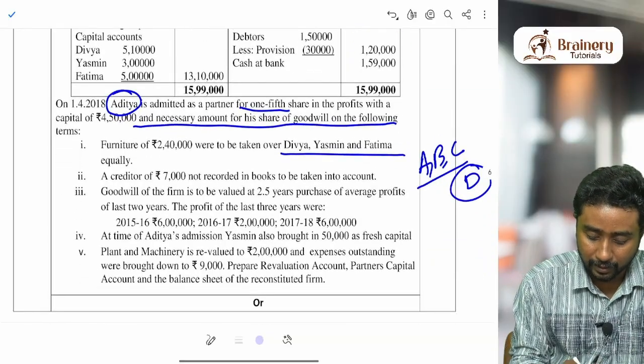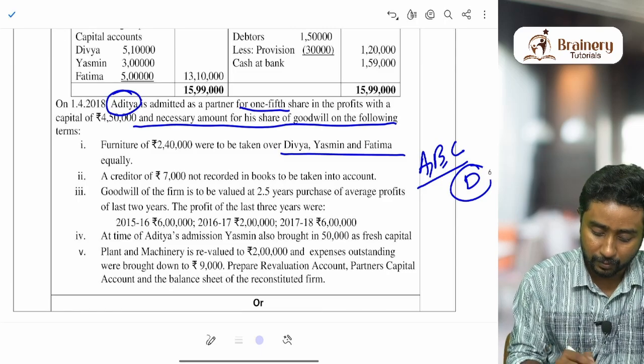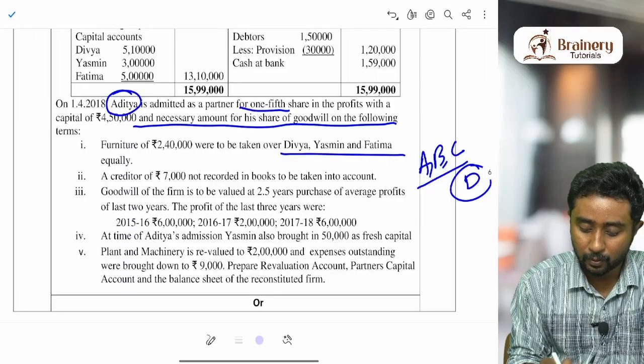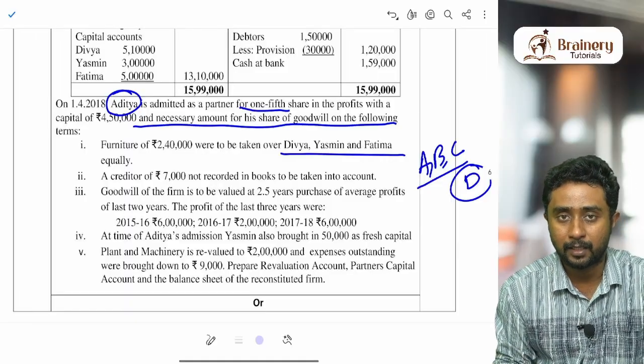Next is a creditor of 7,000 not recorded in the books to be taken into account. So they are talking about some creditors who are supposed to be taken into account. Then goodwill of the firm, as you studied already in your change in profit sharing ratio chapter.